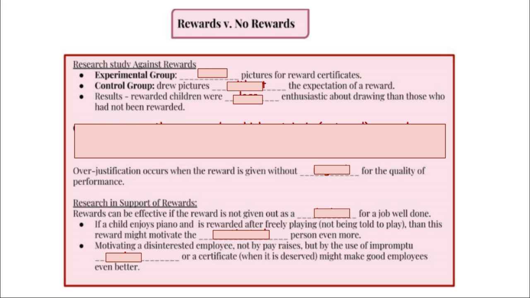Rewards versus no rewards. Research studies against rewards. There have been a lot of questions of whether or not people should be getting rewards for doing just ordinary behaviors. And so many experiments have evolved from this. The experiment example I'm going to give you: in the experimental group, we had a group of people that drew pictures for reward certificates. The control group drew pictures without any expectation of getting a reward. And as a result, the rewarded children were less enthusiastic about drawing than those who hadn't been rewarded. So maybe we're rewarding for the wrong reasons, is what this study is trying to highlight.